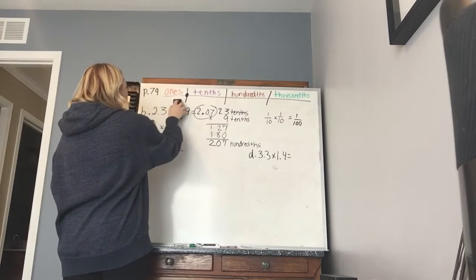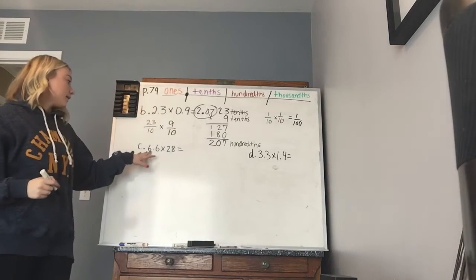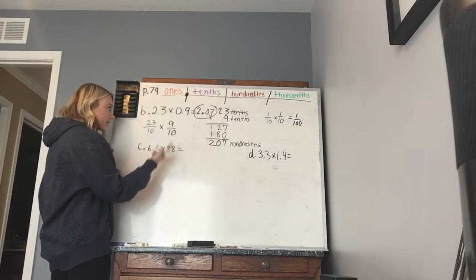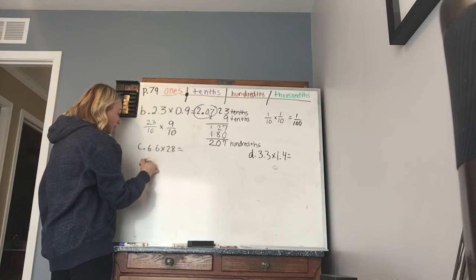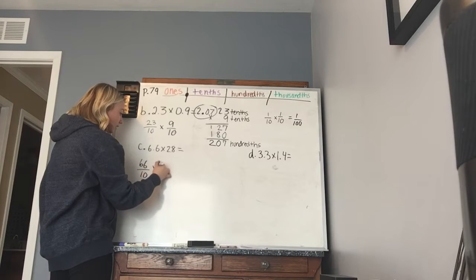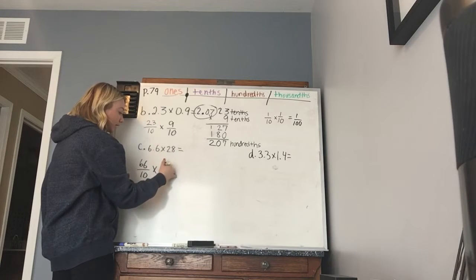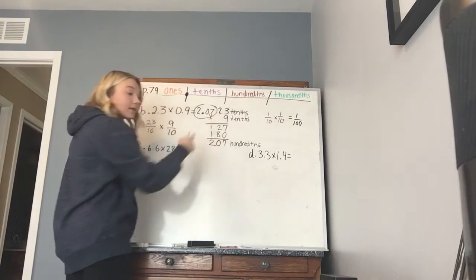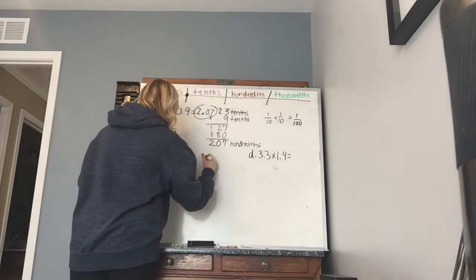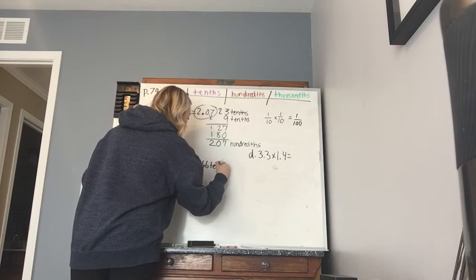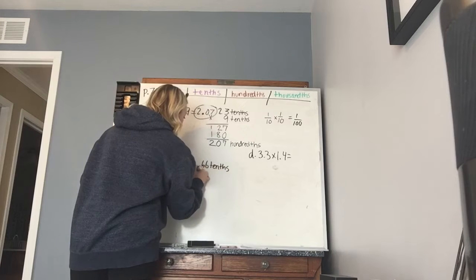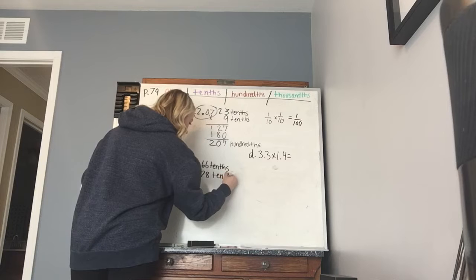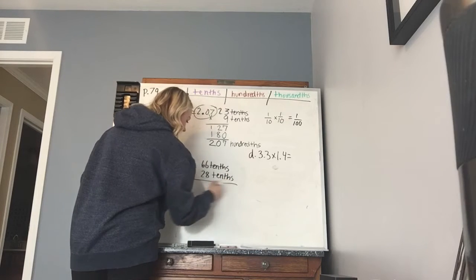So I'm going to erase this, and we're going to move on to the next one. All right, 6.6 times 2.8, or, of course, 66 tenths, that's the last number. So 66 tenths times 2.8, or 28 tenths. I'm going to do the same thing that they did and rewrite it so it reads 66 tenths times 28 tenths. And then we're just going to do our multiplication.